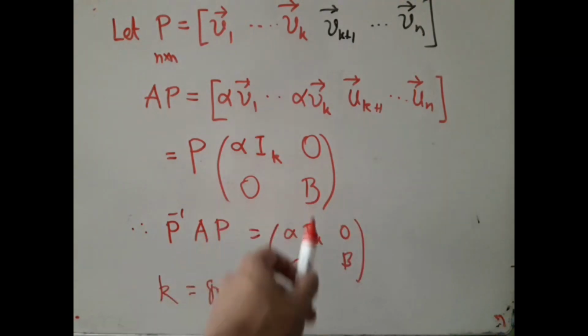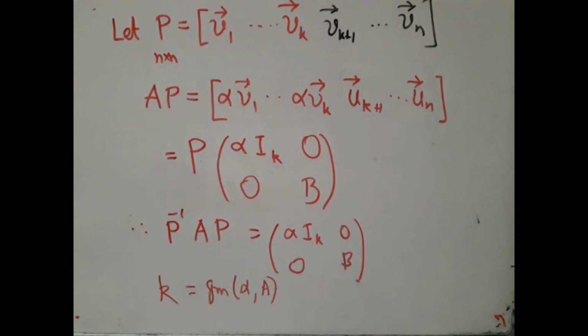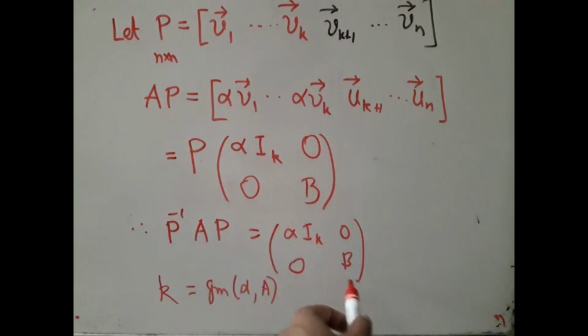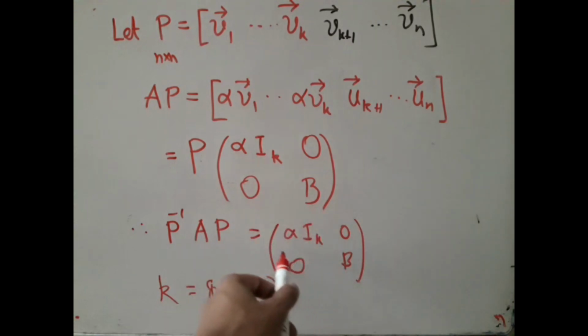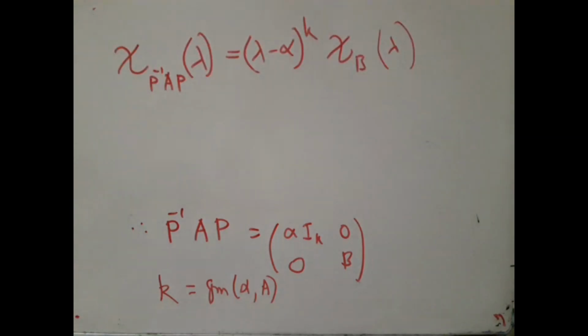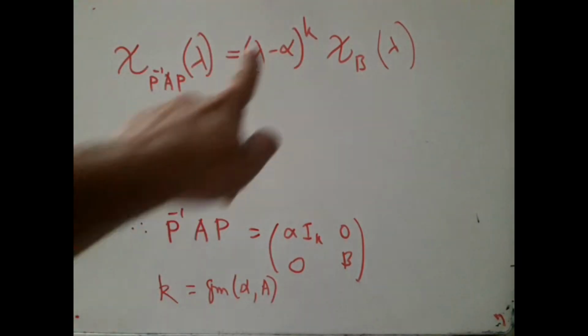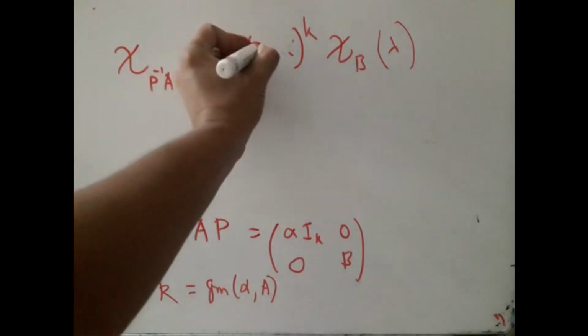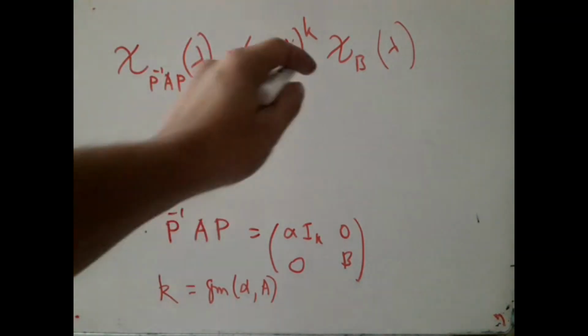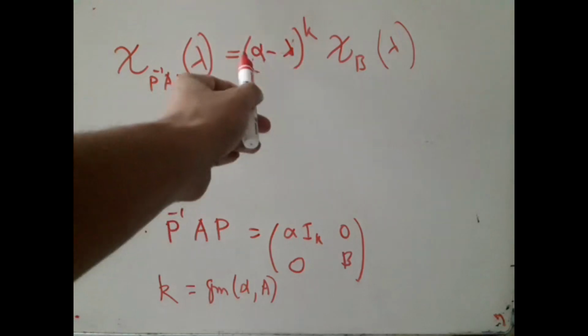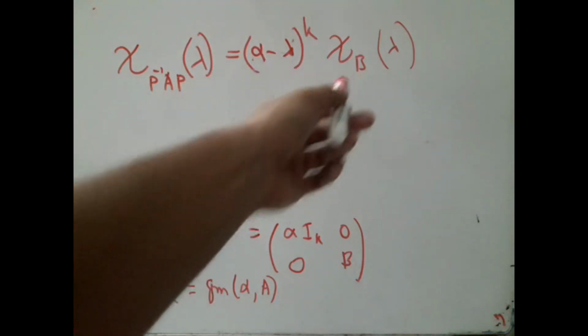Now look at this matrix. If I just compute its characteristic polynomial, that is quite straightforward, because it's a block diagonal matrix, so it's the characteristic polynomial of this times the characteristic polynomial of this. In other words, the characteristic polynomial of this, which is lambda minus alpha to the power k, well, the way we wrote it, we should write it as alpha minus lambda to the power k, followed by this, which means that alpha occurs as a root at least k times. It may occur further as a root inside this part.